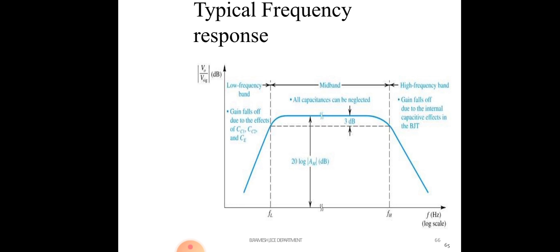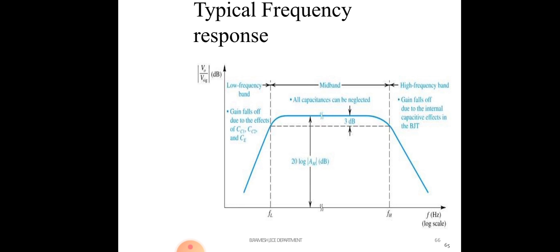Okay, so the typical frequency response. This is the complete frequency response of a common emitter amplifier. On the low frequency side, the gain falls due to the effect of circuit capacitance. Circuit capacitance means coupling capacitance and bypass capacitance. At mid frequency all capacitance can be neglected. That means at mid frequency the circuit capacitive reactance becomes zero. Zero means that it will allow the maximum amount of signal to the amplifier, and the amplifier will amplify the maximum signal. So you will get the maximum gain at mid frequency.